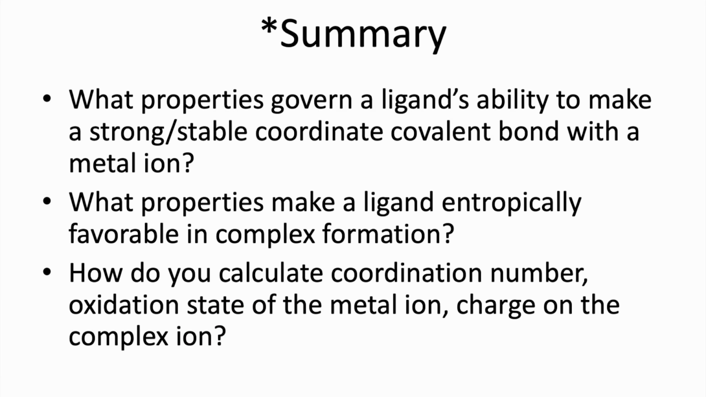Okay, last thing. What properties are going to govern a ligand's ability to make a strong or stable coordinate covalent bond with a metal ion? Here, the biggest thing is whether it can act as a Lewis base. In order to make that coordinate covalent bond, it has to be able to donate a lone pair. So things that are more basic are going to be better at donating that lone pair. For example, we saw ammonia was better than water, and en was better than ammonia.